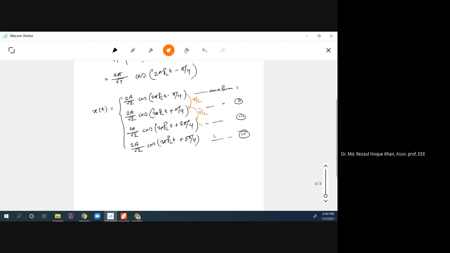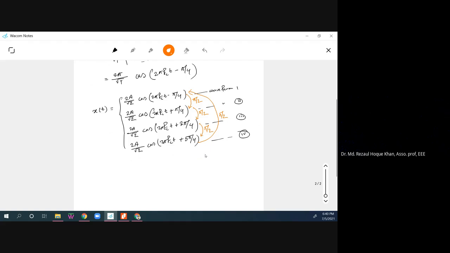What is the difference between this and this? Nothing but pi by 4. What is the difference between this and this? It's also pi by 2. Of course, we can see it. Pi by 2 is nothing but 90 degrees. That's from the name quadrature.